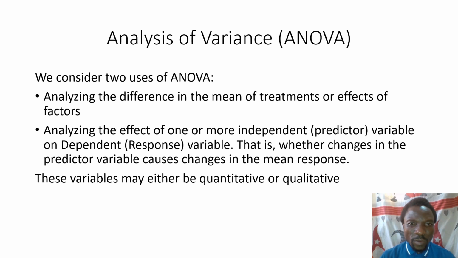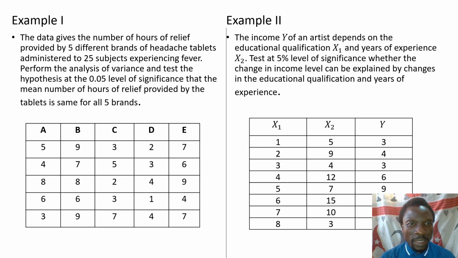Today we want to discuss an important concept in statistics called the analysis of variance, commonly called ANOVA. Now, we want to consider two uses of ANOVA. In the first case, we want to analyze the difference in the mean of treatment or effect of factors. In the second case, we want to analyze the effect of one or more independent variables on a dependent variable, that is, predictor variable on response variable, whether changes in the predictor variable cause changes in the main response. These variables may either be quantitative or qualitative, as the case may be.